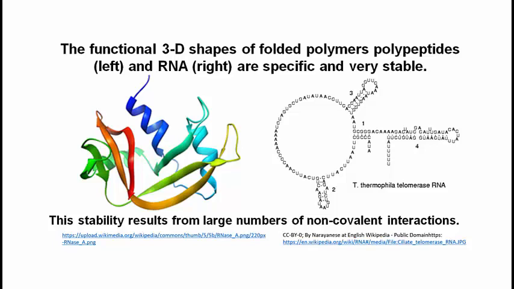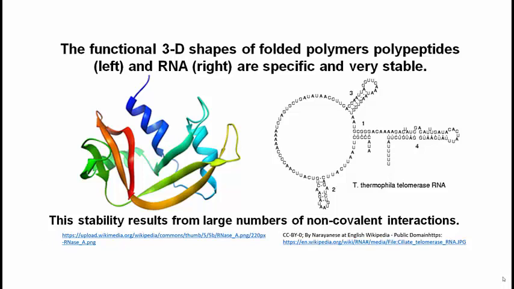Here, I want to highlight the fact that non-covalent interactions, like the millions of H bonds between strands in DNA, can form within and between different molecules, creating very stable shapes. We saw this in the three-dimensional structure of polypeptides, represented by the cartoon on the left, and in the folding of a single strand of RNA, represented by the drawing on the right.